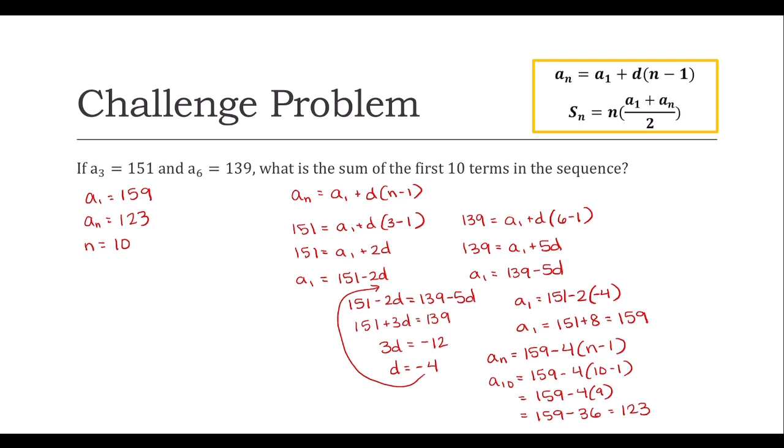Finally, we can figure out our sum by plugging in S sub n equals n, so 10 times A sub 1, 159, plus A sub n, 123, over 2. So it's 10 times 159 plus 123, which is 282, over 2. We can simplify these to 5 and 1. So we get 5 times 282, which is going to be 1410. So that is our sum of the first 10 terms of this sequence.